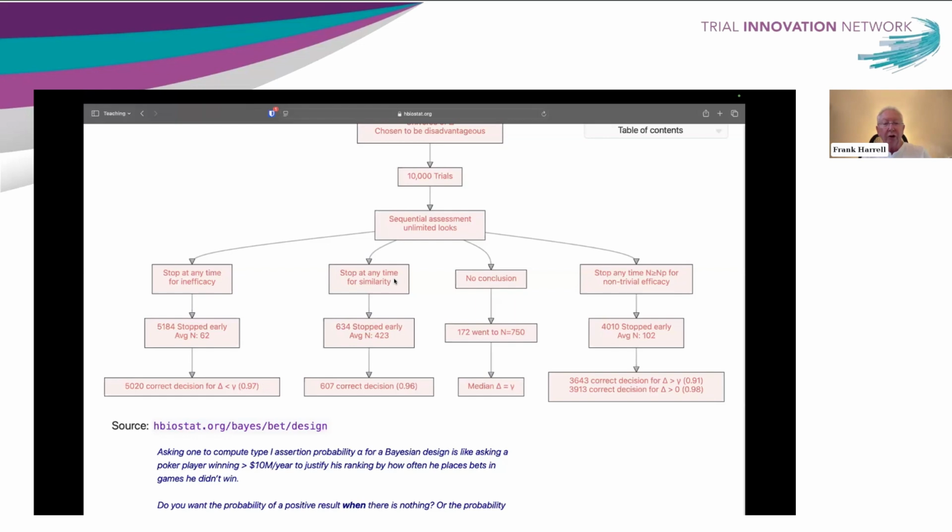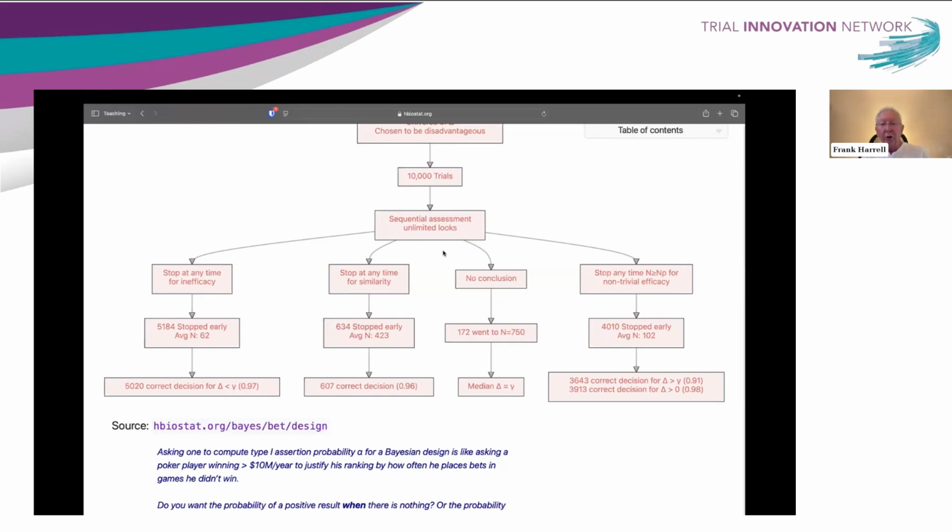What about the times we stop for similarity? It's much harder to stop for similarity. So 634 trials were stopped early with the conclusion that the treatments have similar outcomes. The average sample size at which you stop for that similarity is pretty big because it's so hard to stop early for that. Of these 634, 607 of them were the correct decision. That's 96% accuracy. That's your Bayesian operating characteristic.